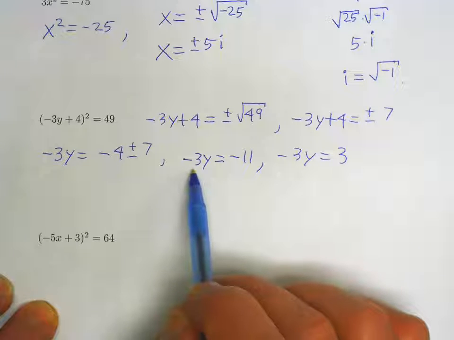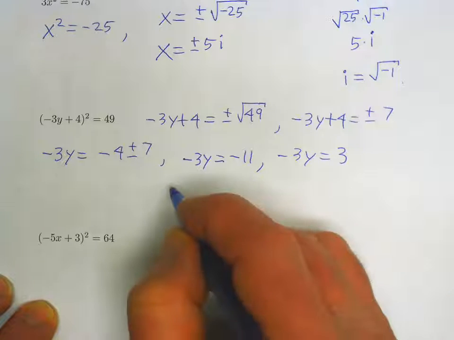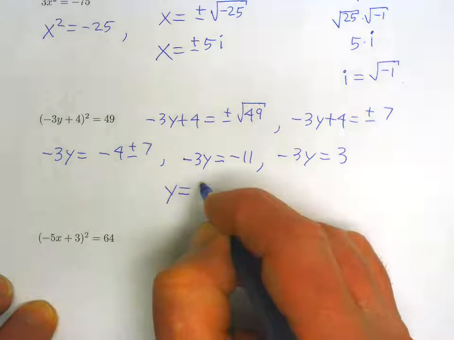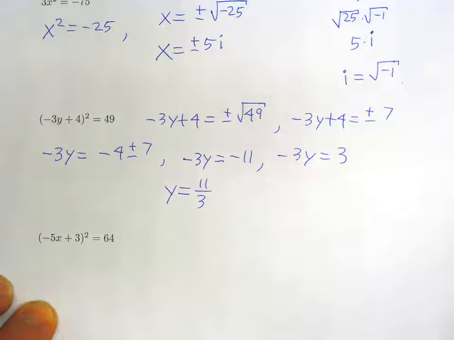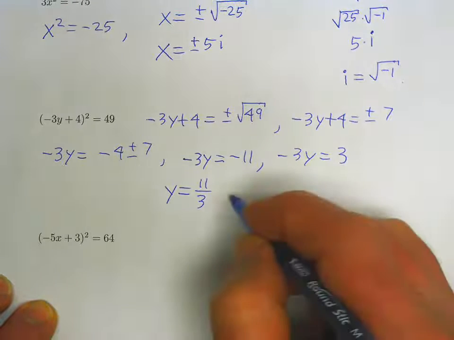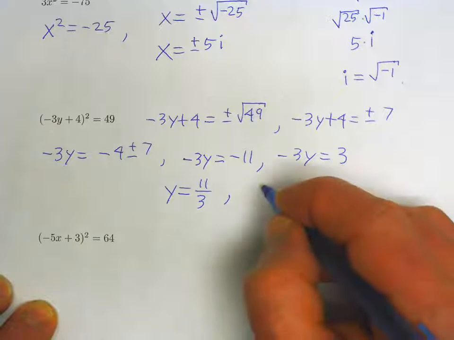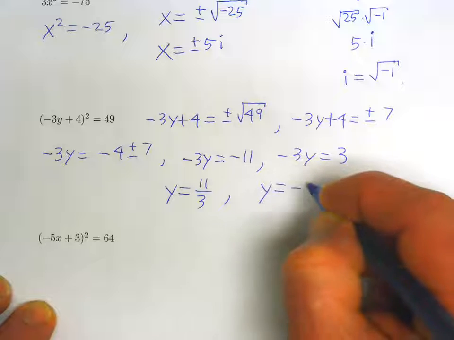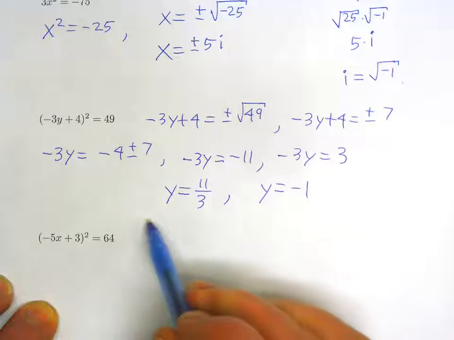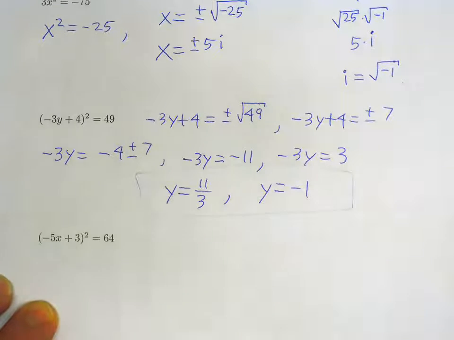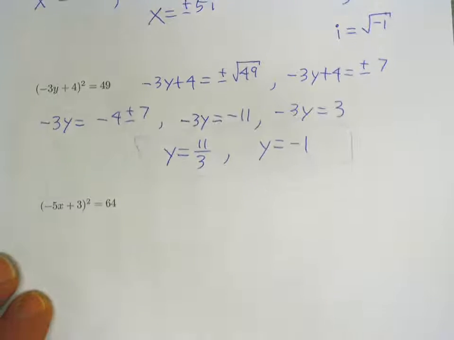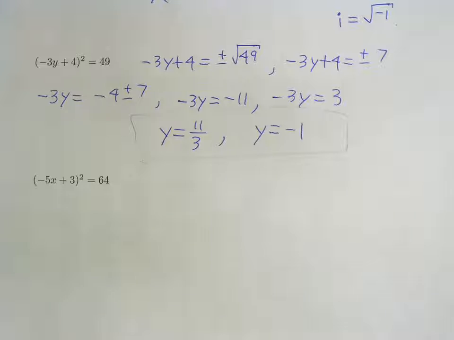So for this one, negative 3y equals negative 11, divide both sides by negative 3, we get y equals positive 11/3 for one of the solutions. And then the other solution, if negative 3y equals 3, divide both sides by negative 3, we get y equals negative 1. So those are the two solutions. Okay, we have one more example from this section, and then I'm going to review the answers to quiz 8.